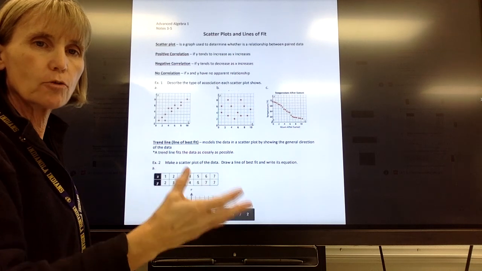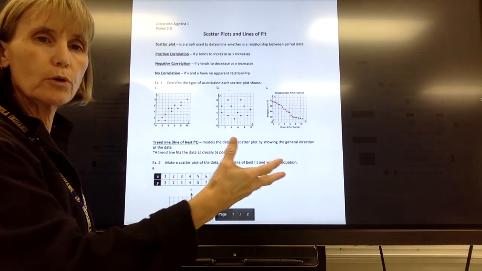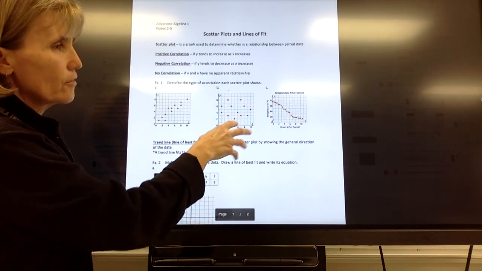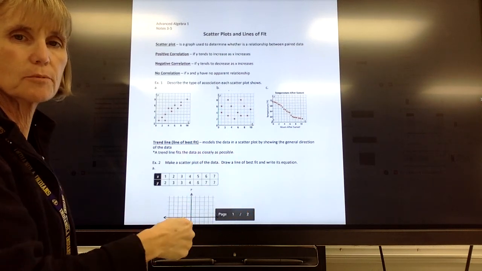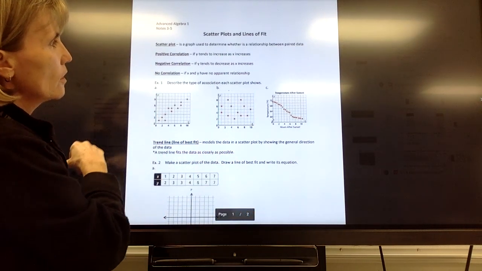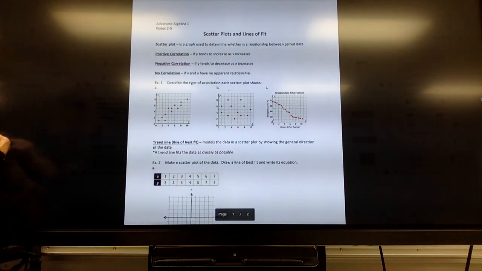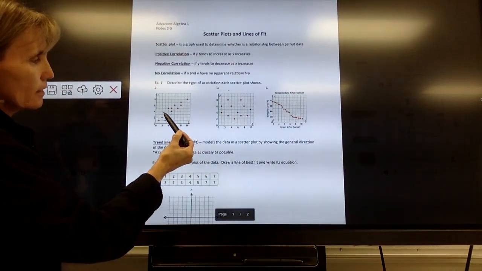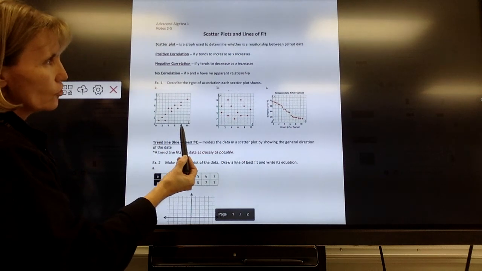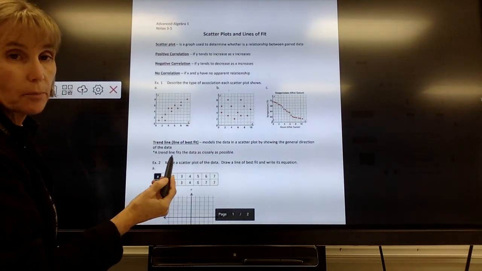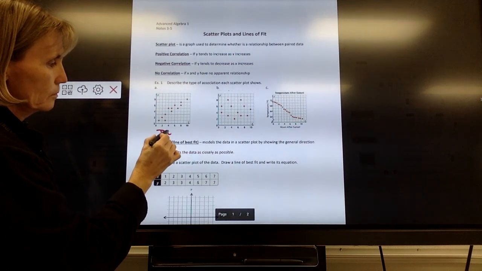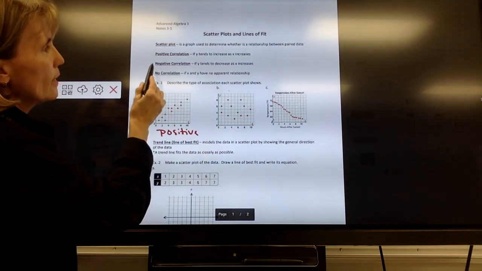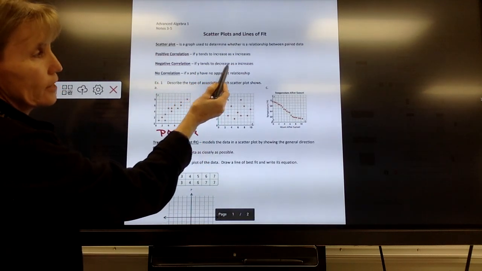When you get out and actually graph data from a real-world situation, you're typically not going to get a perfectly straight line. But you want to be able to look and see if there are some correlations or some relationships that exist between data. A positive correlation is if y tends to increase as x increases. What we're looking for with a positive correlation is a positive slope. So you can see this data is kind of going uphill. As the x values increase, the y values increase as well. And so that's a positive correlation, or a positive relationship.